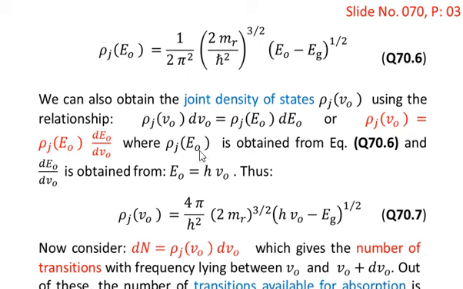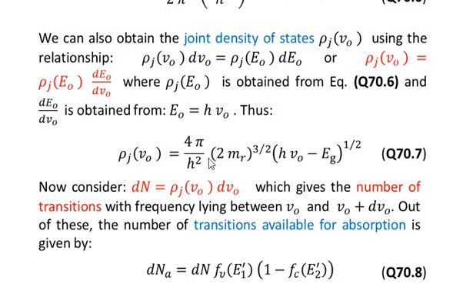So we are actually plugging the values in the equation. Rho j of nu naught is equal to rho j of E naught. This rho j of E naught will be obtained from equation number 70.6, and d E naught over d nu naught is obtained from E naught is equal to h nu naught, which is equal to h. So substituting these values over here, we get the equation shown, that is rho j of nu naught is equal to 4 pi over h square multiplied by 2 m r raised to power 3 by 2, and then the square root of h nu naught minus Eg.